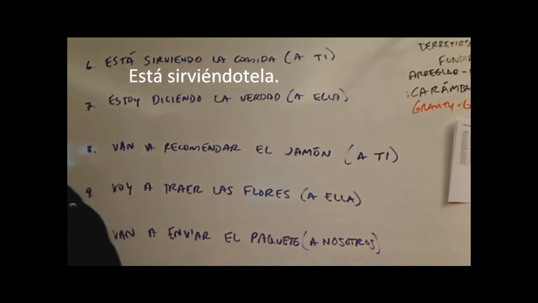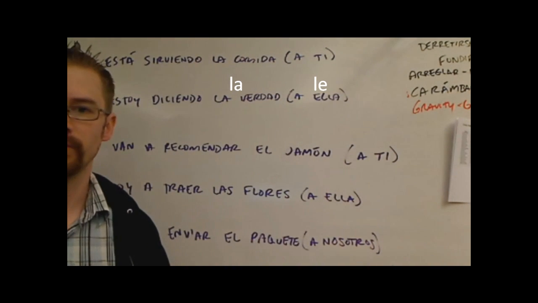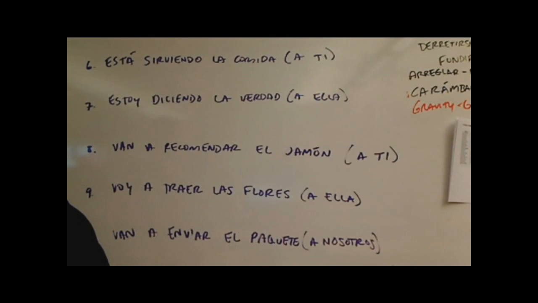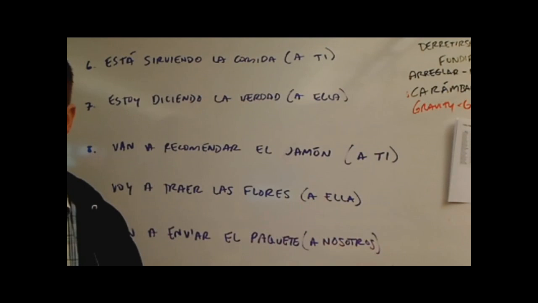Number 7: Estoy diciendo la verdad a ella. La verdad, la; a ella, le. You can't have the 2 L's together, so it's se and la. So you can have: Se la estoy diciendo, or: Estoy diciéndosela.